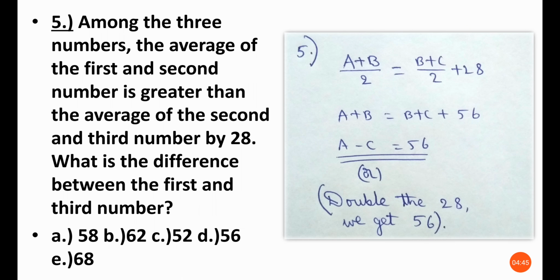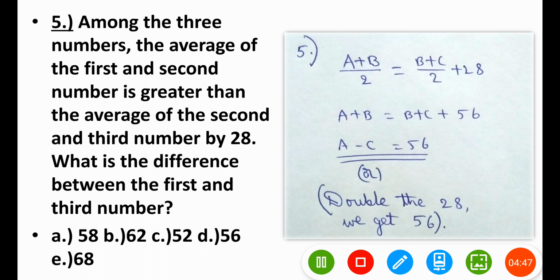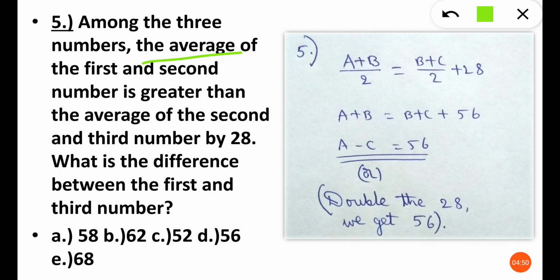Next, fifth question. Among the three numbers, the average of the first and second number is greater than the average of the second and third number by 28. What is the difference between the first and third number? It's clearly given (a + b)/2 = (b + c)/2 + 28. After LCM and the cancellation, we get a - c, and b - b, the b's cancel. C comes to the left-hand side. a - c = 56. The difference between the first and the third number is 56.